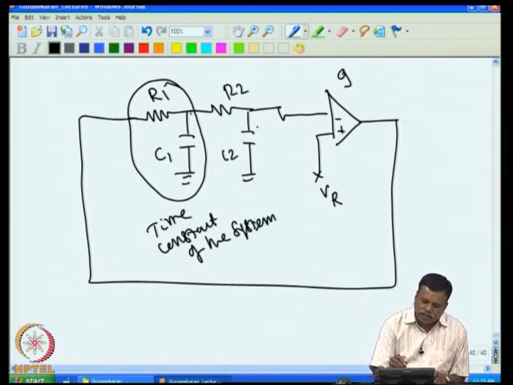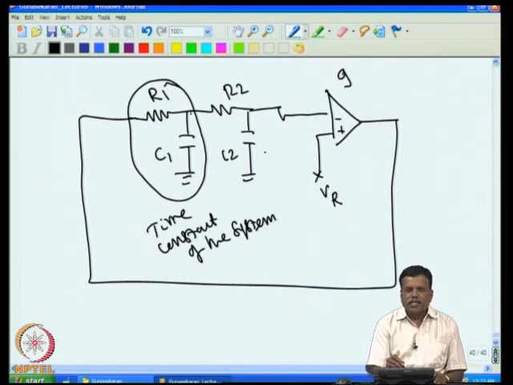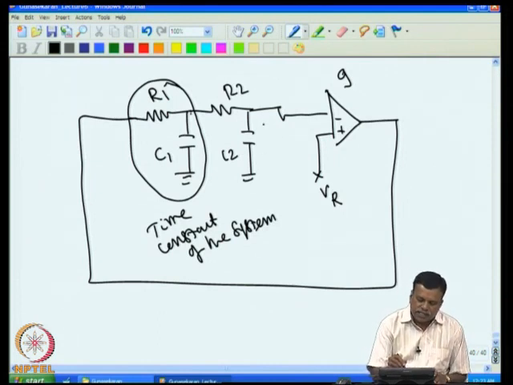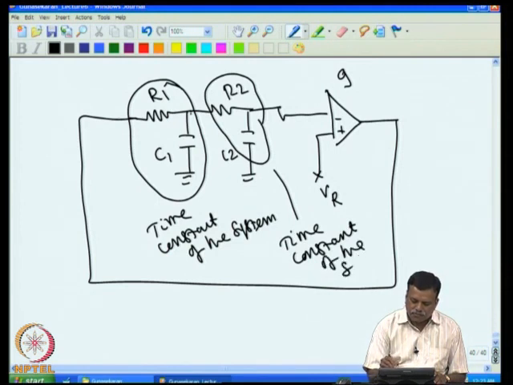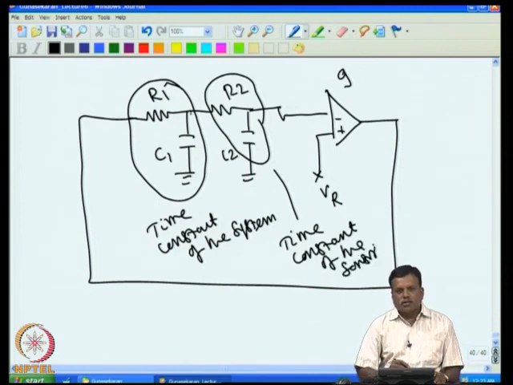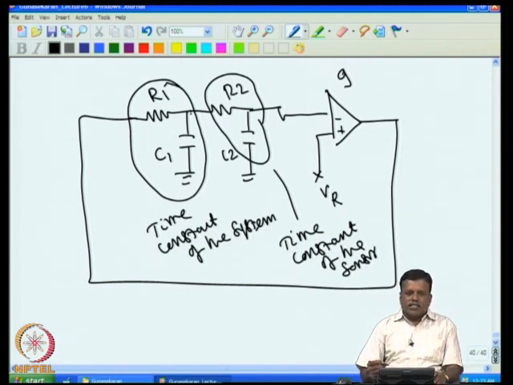Now take R2 C2. R2 C2 actually represents the time constant of the sensor. So now what we have done is we have modeled the system and the sensor into the control loop using low pass filters, that is R and C. We have realized the time constant of the system and the time constant of the sensor.